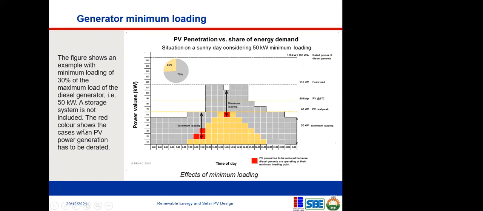Now the red color shows the cases when the PV generation has to be derated. Derated means that the power coming from the PV has to be rejected by the inverter. That's what it means. So now let us look at what is happening here.